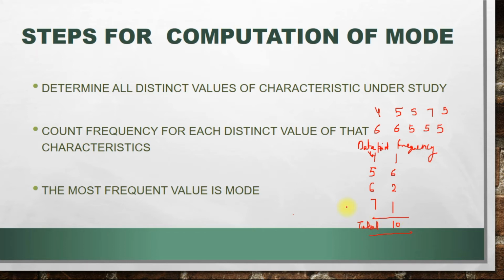The third step is that the most frequent value is the mode. Here the maximum frequency is 6, right? So the data point that corresponds to the maximum frequency will be the mode. That is why in this data set 5 will be the mode. I hope it is clear to all of you. It is very easy to calculate.